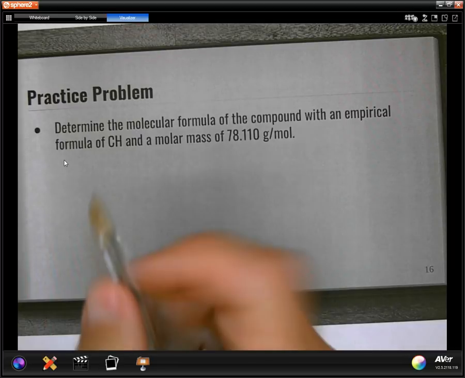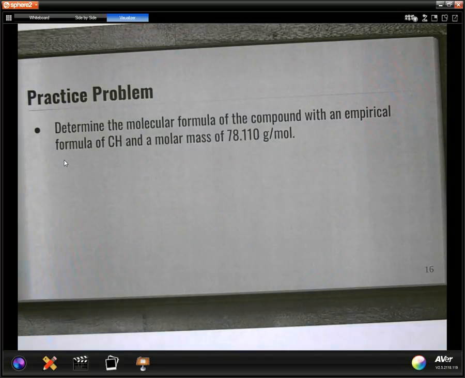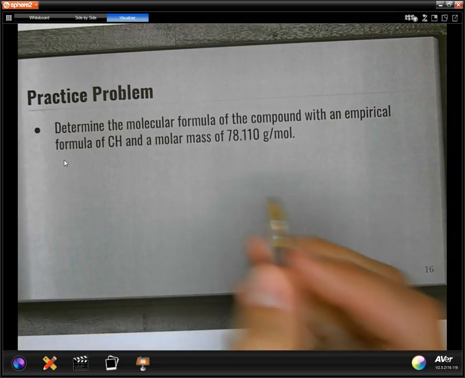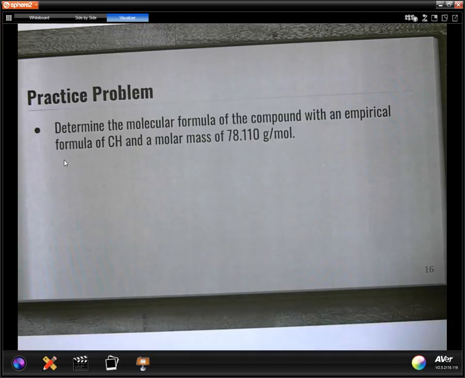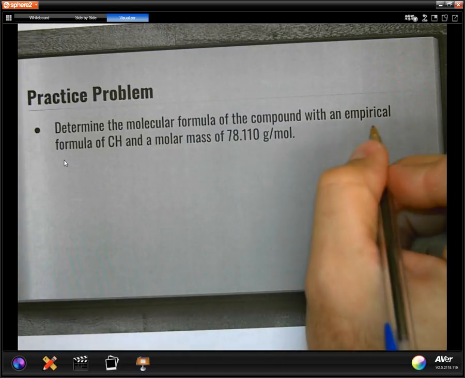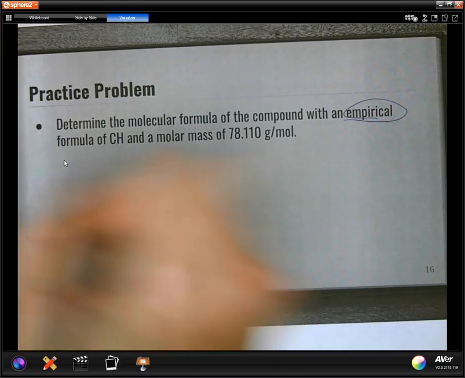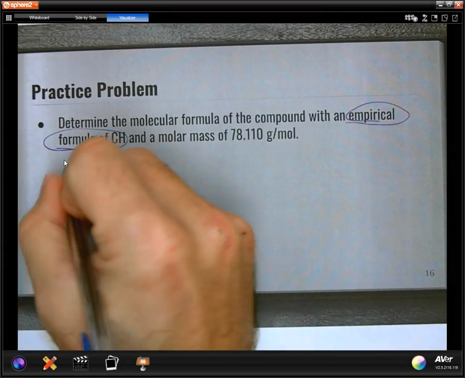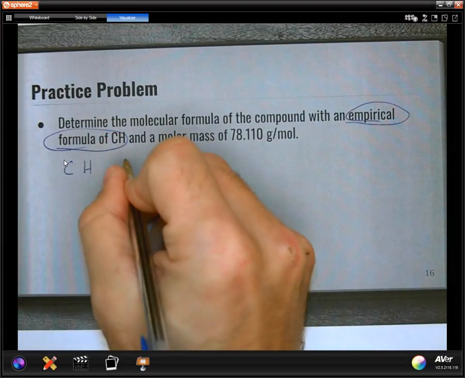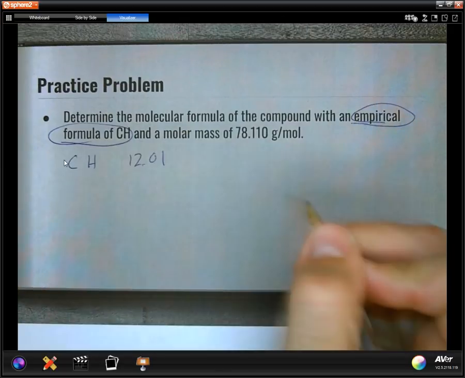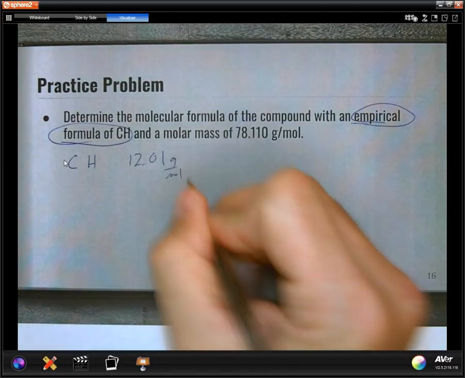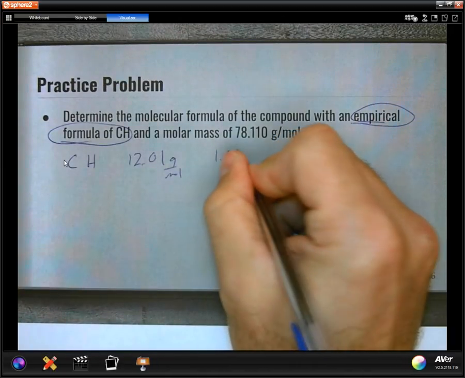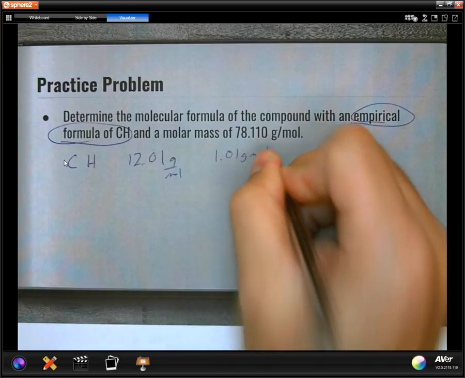Okay, so determine the chemical formula of a compound with the empirical formula CH and a molar mass of 78.110 grams per mole. The first step, if you recall from before, is to find the mass of your empirical formula. If I have a CH here, every carbon weighs 12.01 grams per mole, and every hydrogen is 1.01 grams per mole.